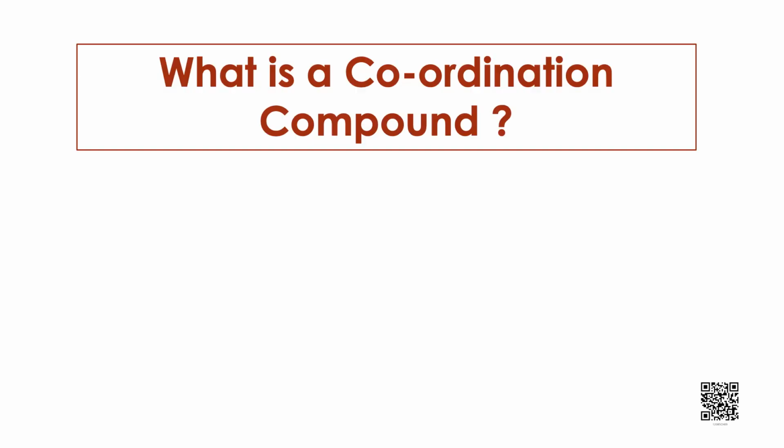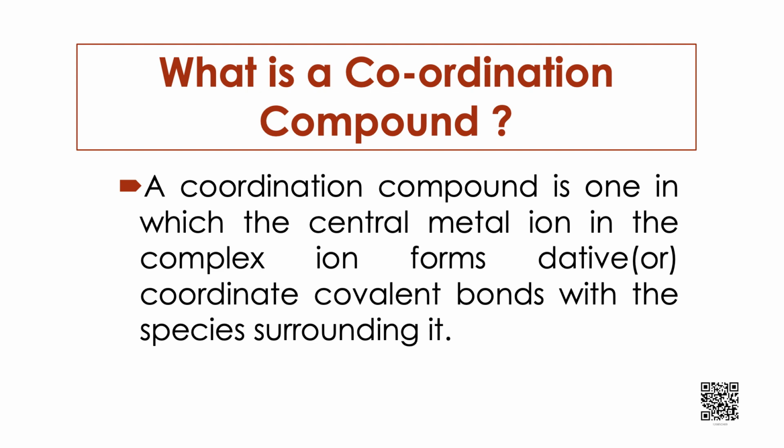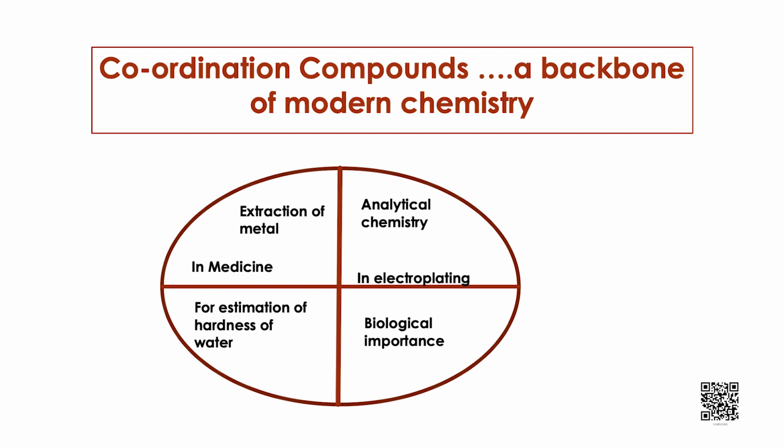Let us start by defining a coordination compound. A coordination compound is one in which the central metal ion in the complex ion forms dative coordinate covalent bonds with the species surrounding it. It is said that coordination compounds are the backbone of modern inorganic, bioinorganic and chemical industry. Is that so? Where and how do we use them?